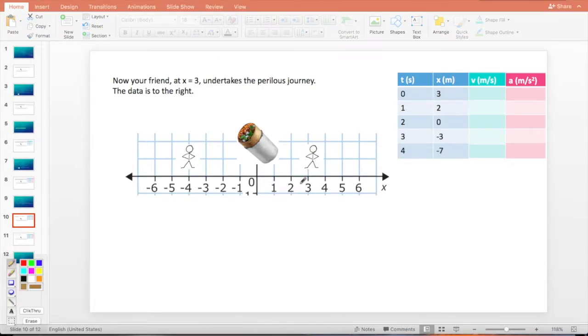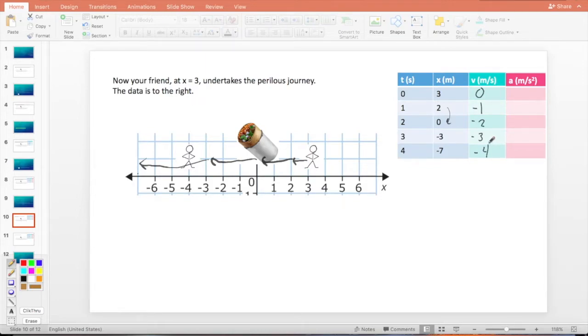Every 1 second, your friend is tracking their position. Looks like, oh man, maybe the gods are after them because they just keep on running past you. They end up back here at -7 meters. Whatever. I'm going to give you a moment to calculate the velocities. All right, so here you can see my velocities. Their velocity is getting more and more negative.